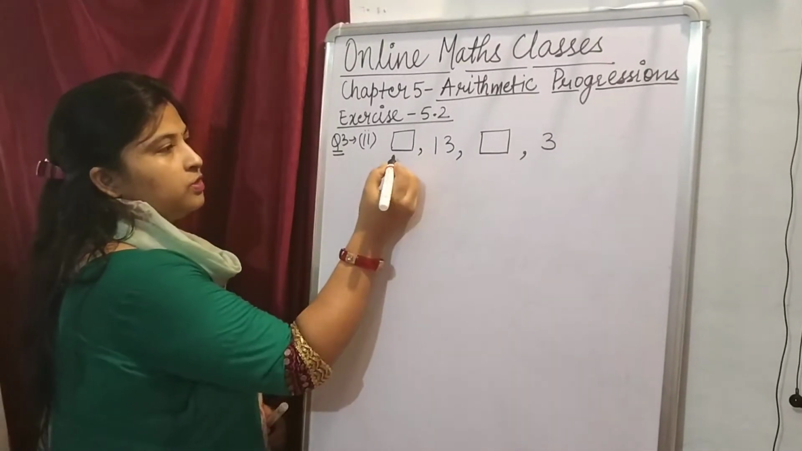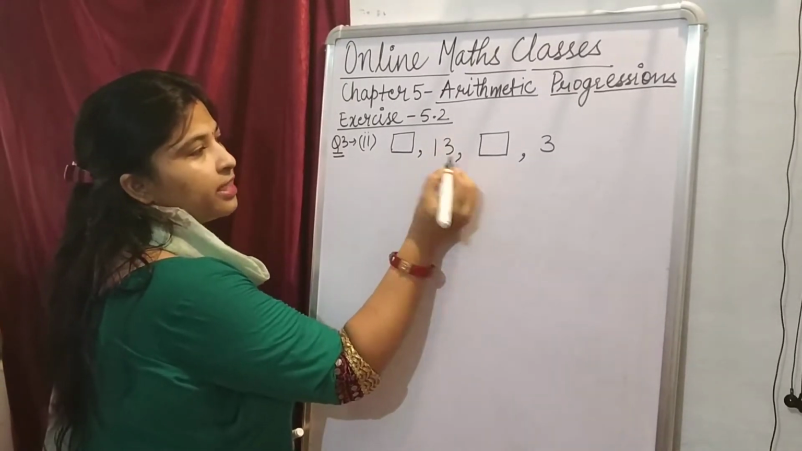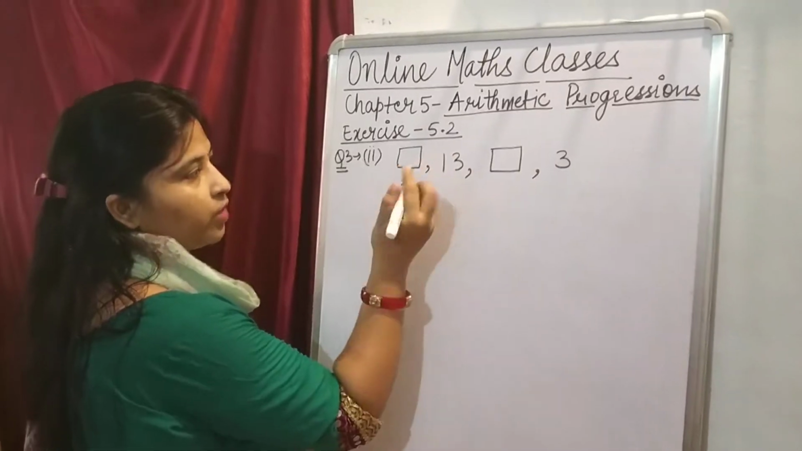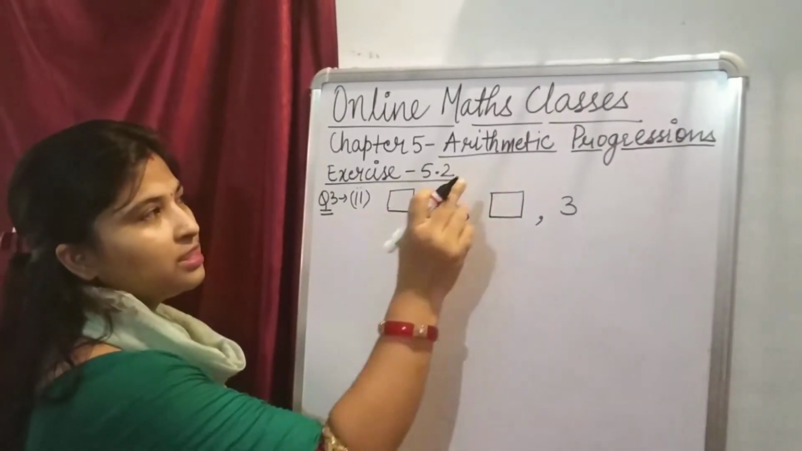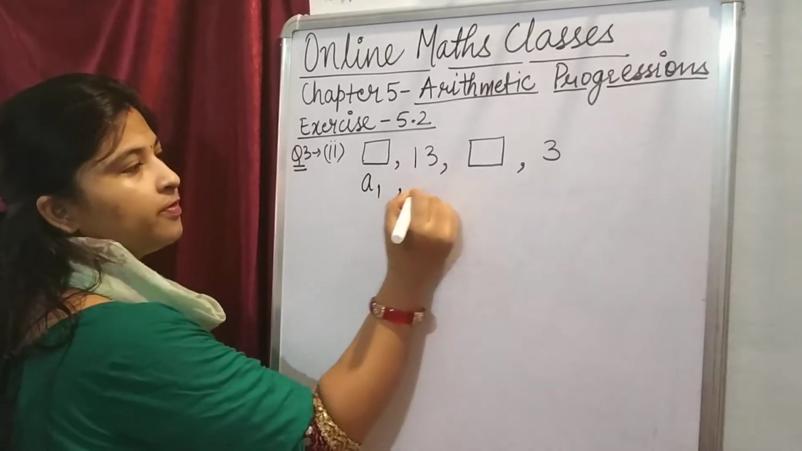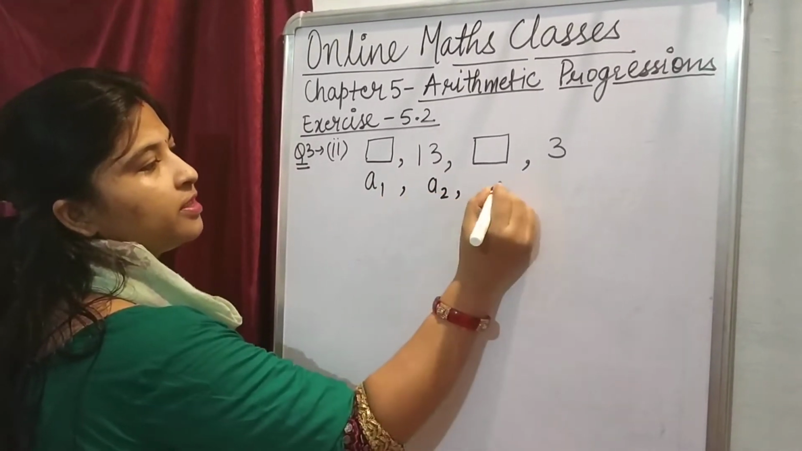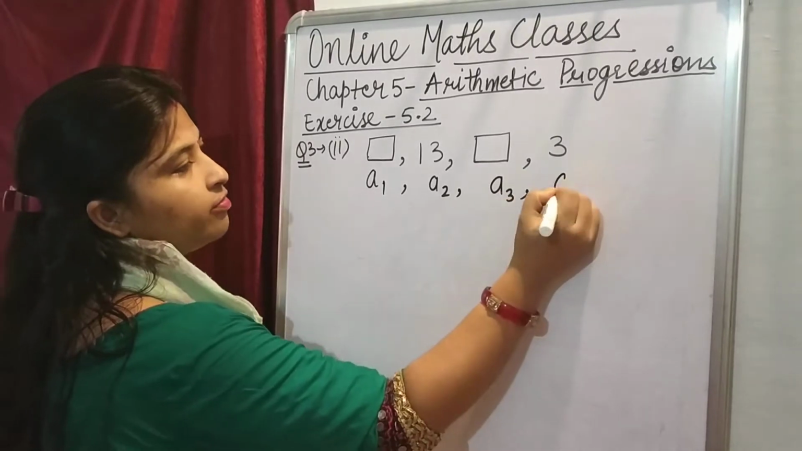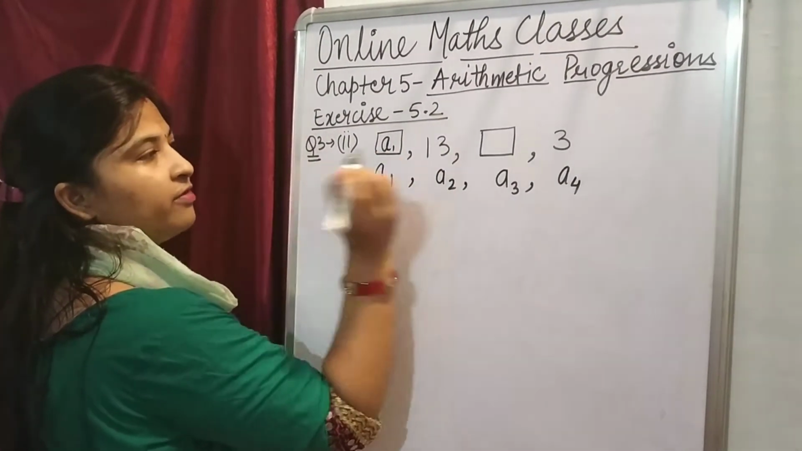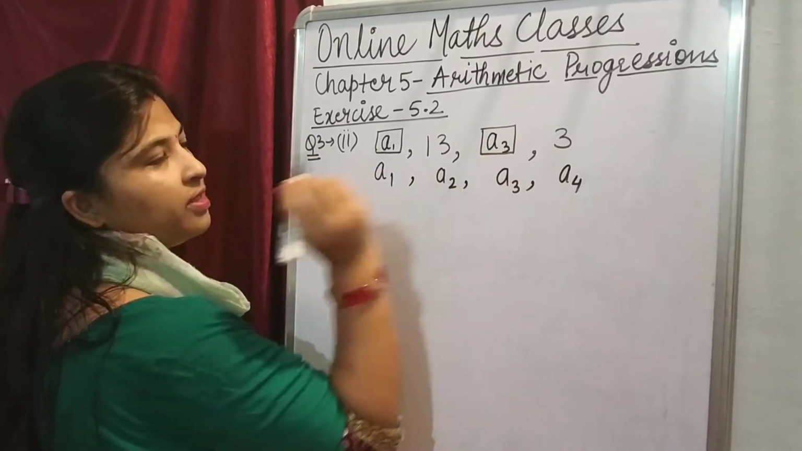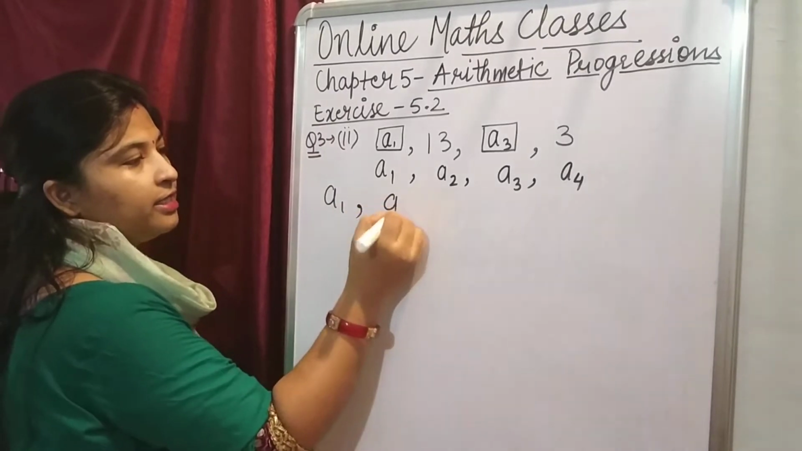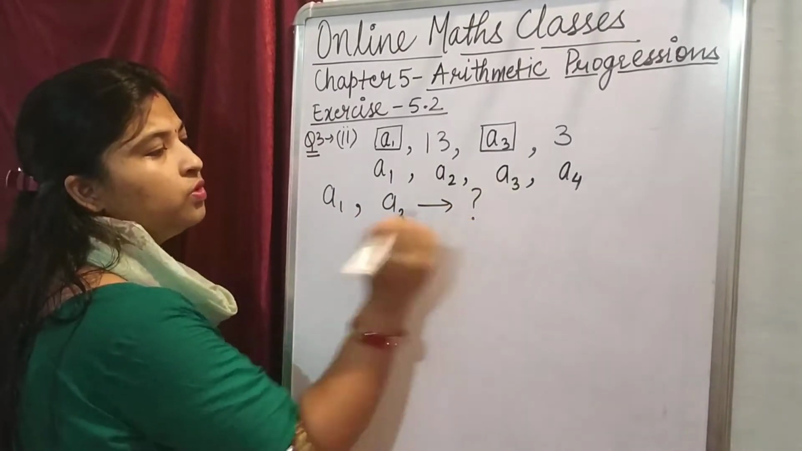Can you see that the first box is made, then the second, then the third box is made, and then the fourth? Whenever there is an arithmetic progression, this will be my first term, this will be my second term, this will be my third term, and this will be my fourth term. So inside this box it will be A1, and inside this box it will be A3. My work is to find A1 and A3. I have to find these two numbers.